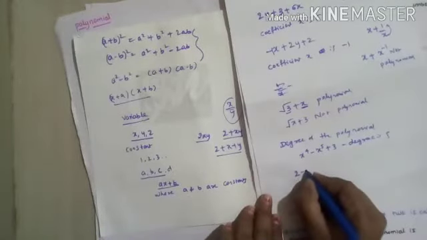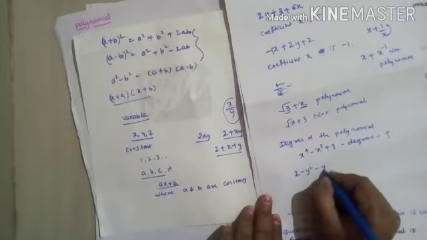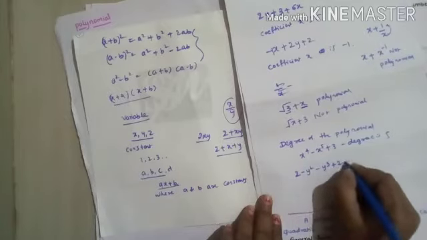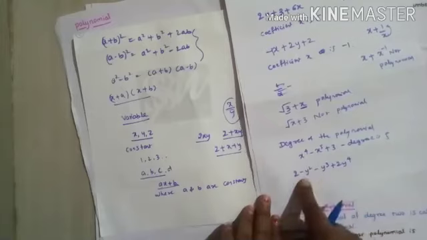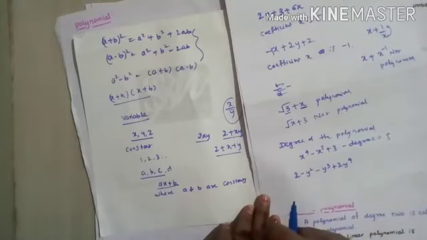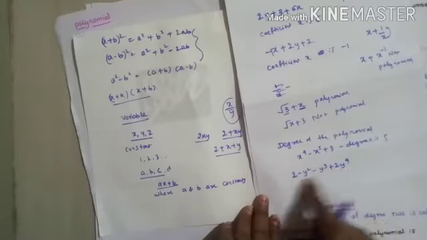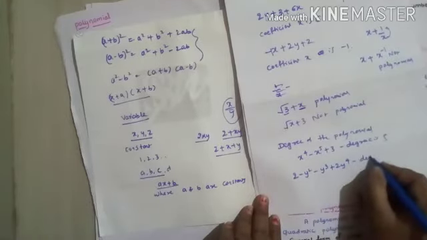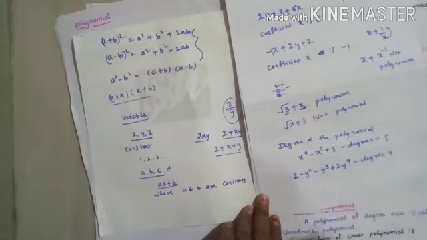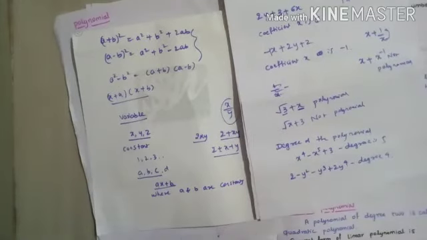One more example I will show you. 2 minus y square minus y cube plus 2y to the power of 4. Here the variable is y, with y cube and y to the power of 4 there. Just see which is the highest power here: 4. So the degree is 4 here. Like this we will take the degree of the polynomial.